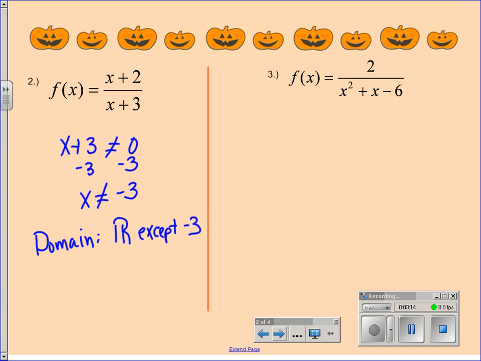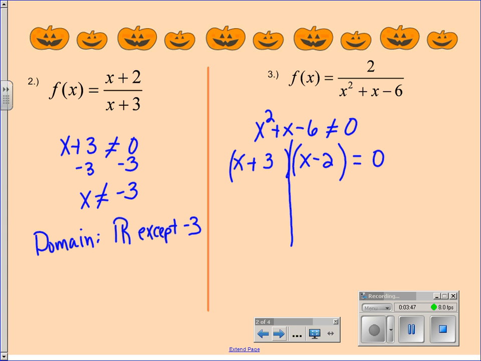So let's try the third one. Again, it's still a fraction, so we can't have a 0 on the bottom. So x squared plus x minus 6 cannot be 0. Well, let's solve for x. How do we solve this when it's an x squared? Right, we're going to factor two numbers that multiply to give me a negative 6, but add up to a positive 1. So it's plus 3 minus 2.